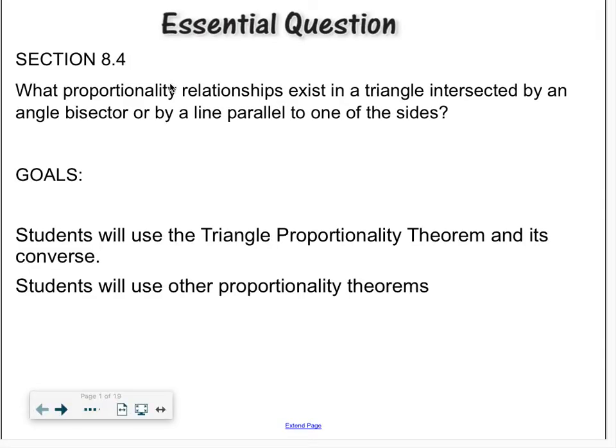Hello, ladies and gentlemen. Welcome back to Chapter 8, another exciting movie by Mrs. Harmon. Today we're going to continue to discuss triangle proportionality theorems, use the converse of it, and some other proportionality theorems that allow us to find missing lengths in triangles and other geometric figures.